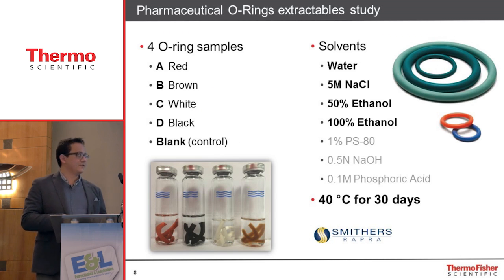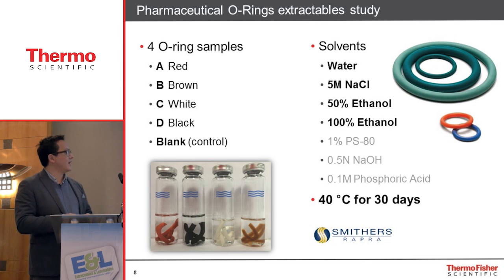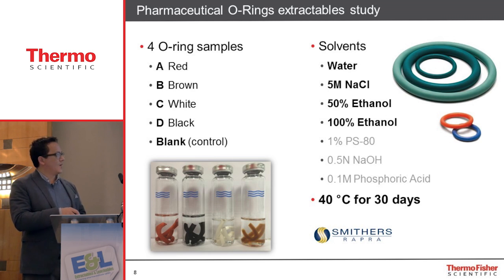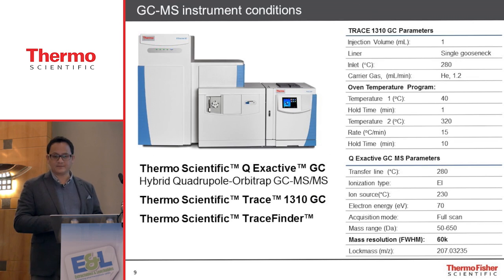So just a brief overview of what we did. We loosely followed the BPOG guidelines from last year. We took the O-rings, weighed them out into vials. We chose a subset, really just for brevity of the analytical process, of solvents to use. It really is just a case study, not an exhaustive study. And we held them at elevated temperatures for 30 days and then analyzed them. Fairly standard analytical process. Those familiar with GC-MS will see that we used fairly typical testing conditions.